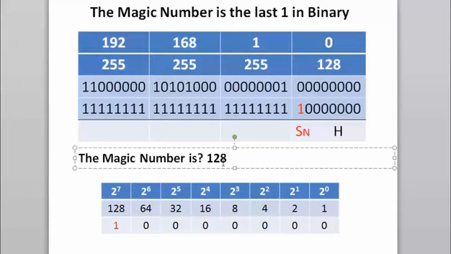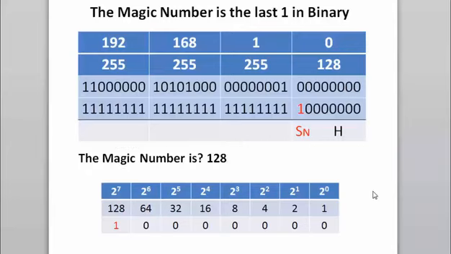The magic number tells us where to find the networks. It tells us that the networks will go up by 128. So in this case, the first network, which is always 0, is 192.168.1.0/25, and from there the networks go up by 128, so the next network is 192.168.1.128.